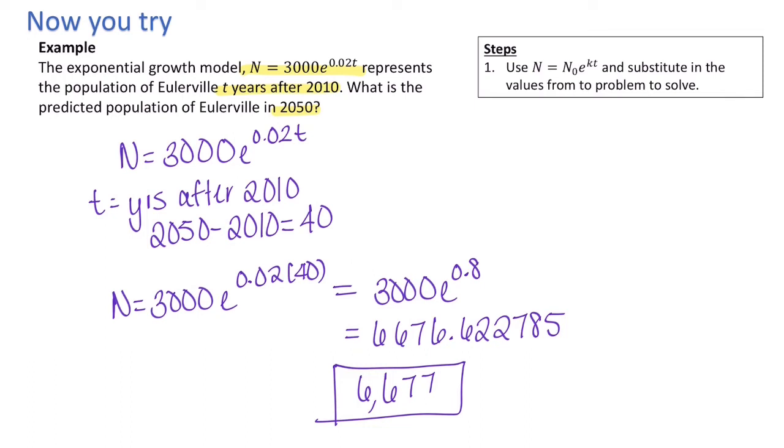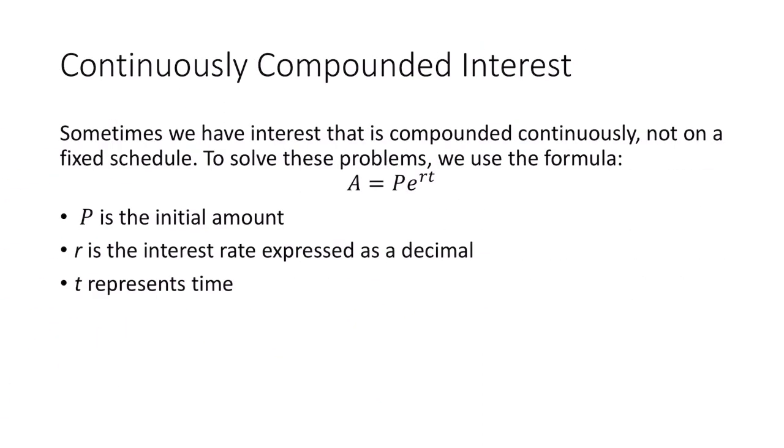When we plug it in, we get 3000 e to the 0.02 times 40. Then we can multiply 0.02 times 40, which gives us 0.8. And then if you do 3000 times e to the 0.8 on your calculator, you'll get 6,676.622785. Since once again we're talking about population, so we're talking about people, we're going to round to the nearest whole number, which is 6,677.